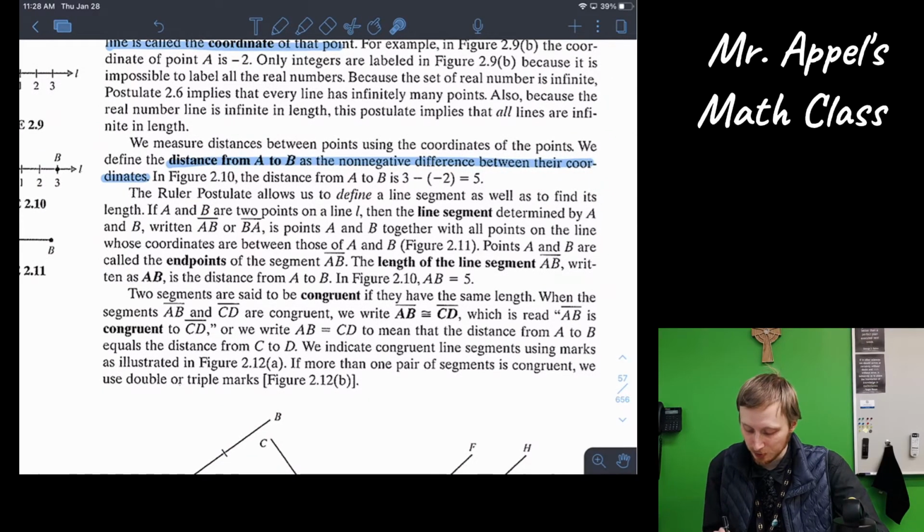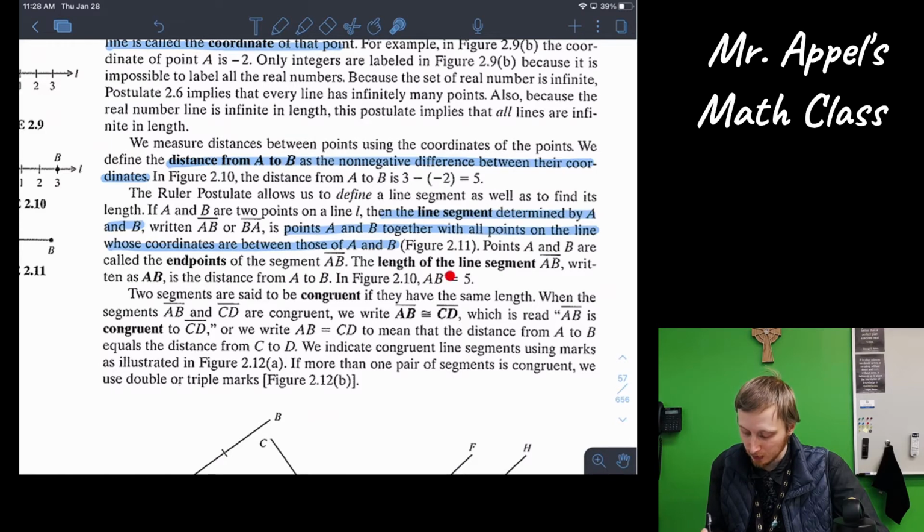The ruler postulate also allows us to define a line segment, as well as to find its length. If A and B are 2 points on a line L, then the line segment determined by A and B, written segment AB or segment BA, is points A and B together with all points on the line whose coordinates are between those of A and B. Line segment determined by A and B is points A and B with all the points in between. Points A and B are then called endpoints of segment AB.